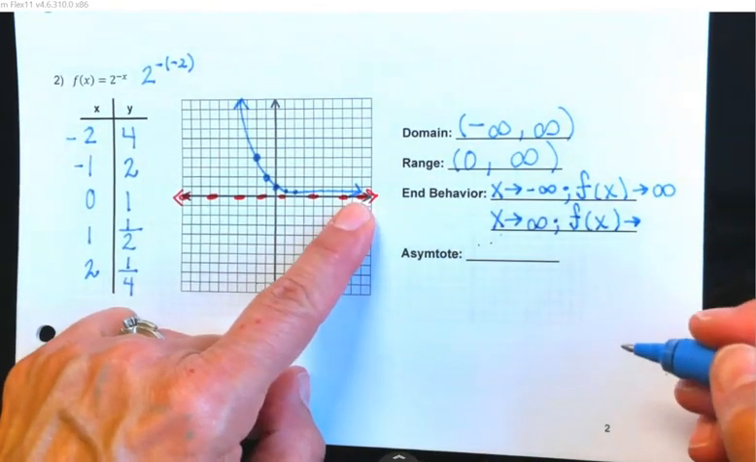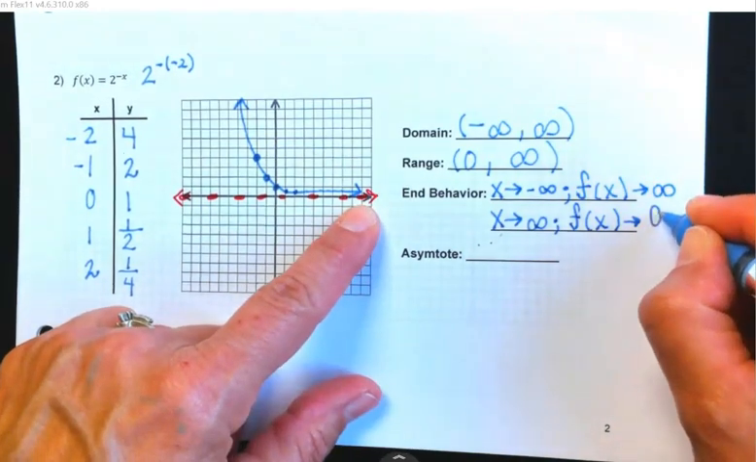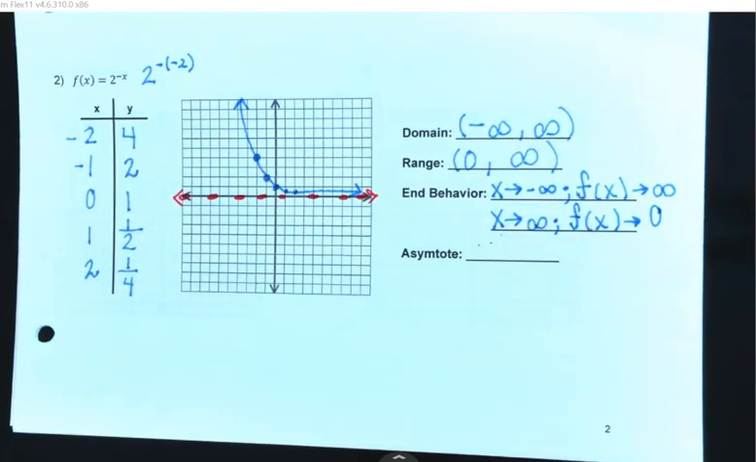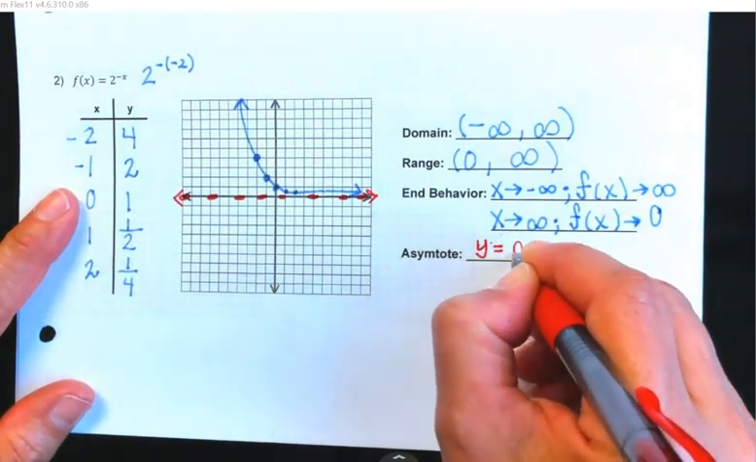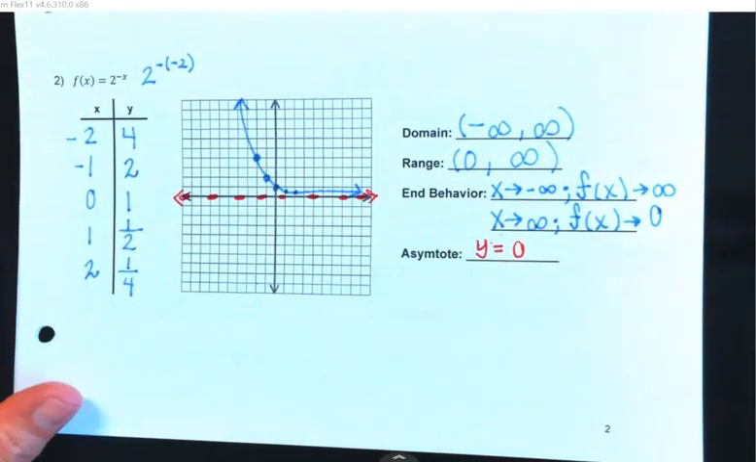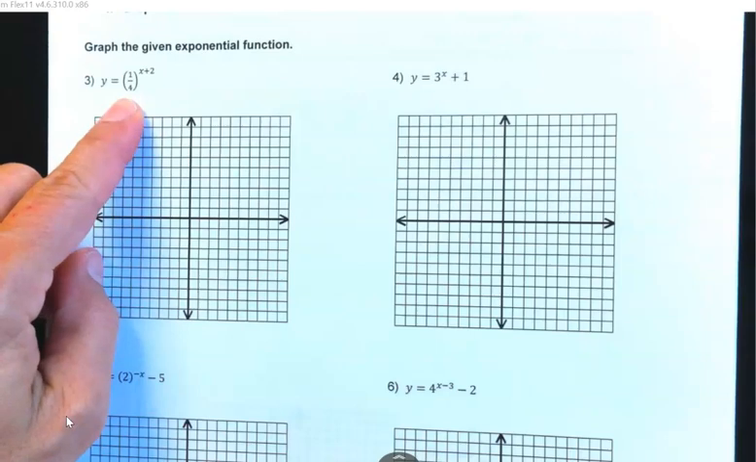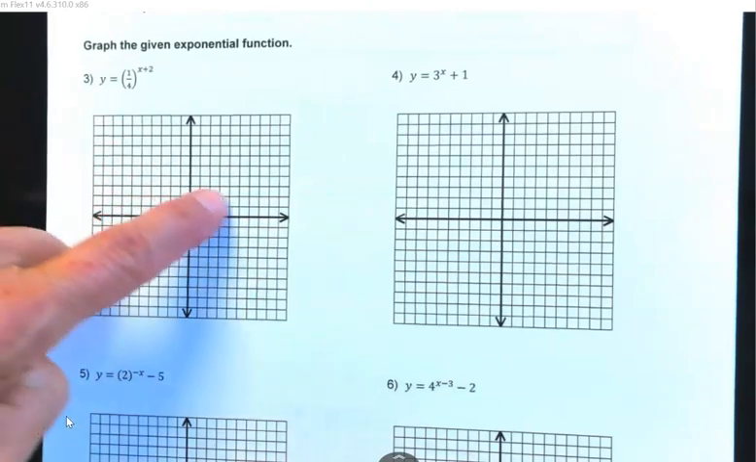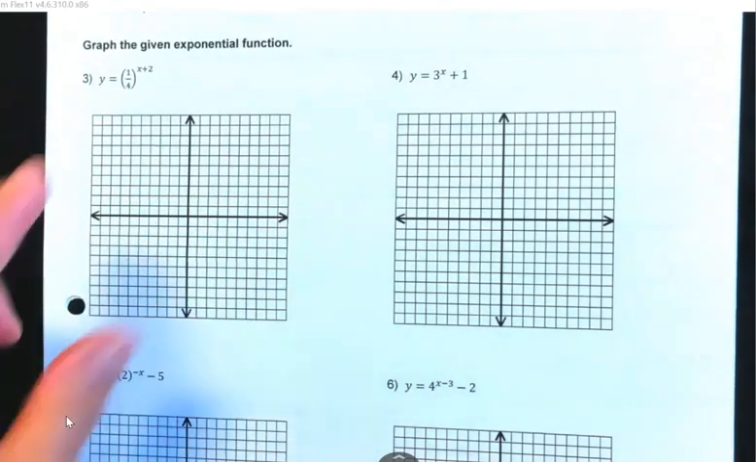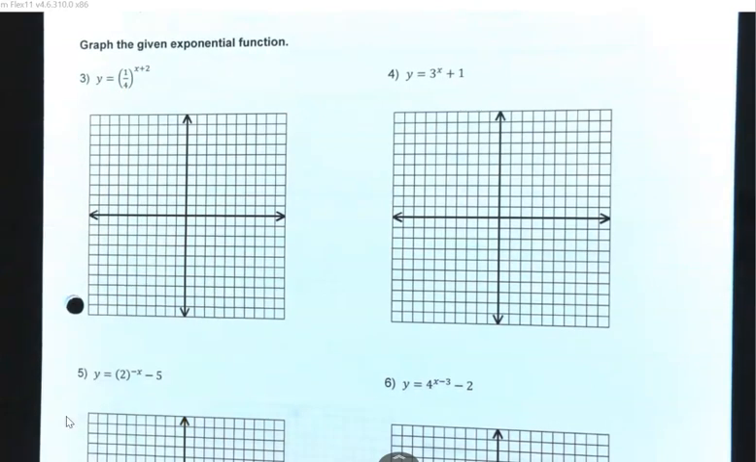All right, here's the positive infinity symbol. If you notice, it's getting closer and closer to 0. And again, your horizontal asymptote is y equals 0. For problem number 3, we have a base that's less than 1, which means the graph is going to go down. It's going to go from here down to here. But we also are starting to have a horizontal translation.